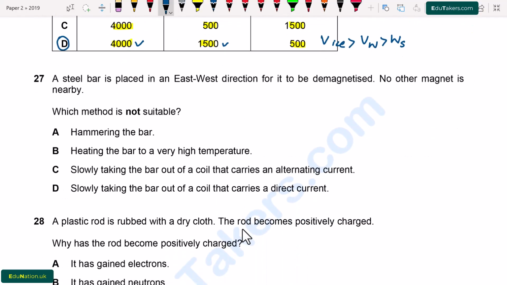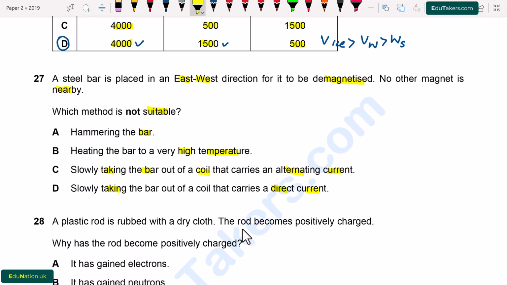Question number 27. A steel bar is placed in an east-west direction for it to be demagnetized. No other magnet is nearby. Which method is not suitable? Option A, hammering the bar. B, heating the bar to a very high temperature. C, slowly taking the bar out of the coil that carries an alternating current. Option D, slowly taking the bar out of the coil that carries a direct current.